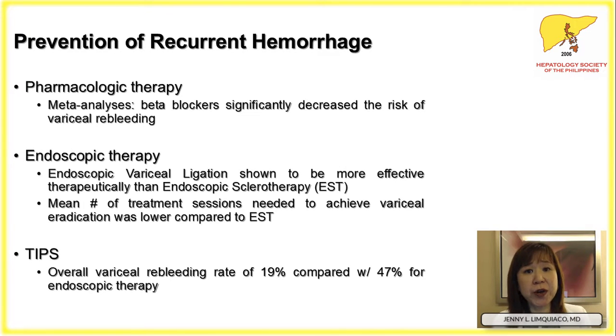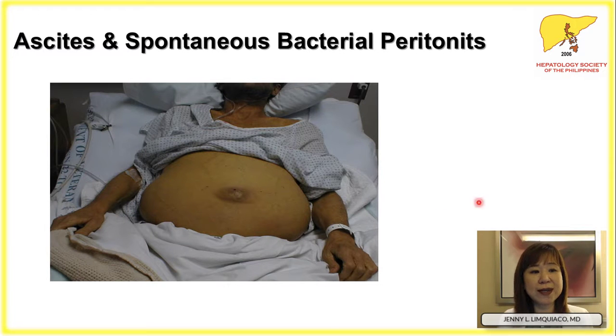Now, how do you prevent recurrent hemorrhage? You have pharmacologic therapy with the use of beta blockers, and endoscopic therapy like variceal ligation, which is more effective than sclerotherapy because the mean number of treatments needed to achieve variceal eradication is much lower than that of sclerotherapy. TIPS can also be done, with an overall variceal rebleeding rate of 19% compared to 47% in patients undergoing endoscopic therapy. So next, let's move on and talk about ascites and spontaneous bacterial peritonitis.